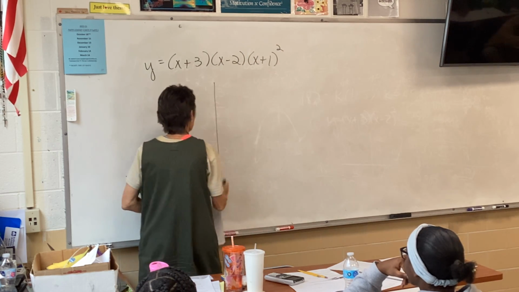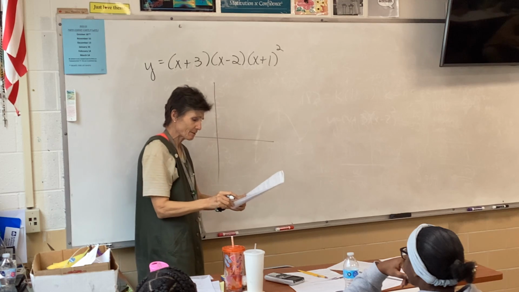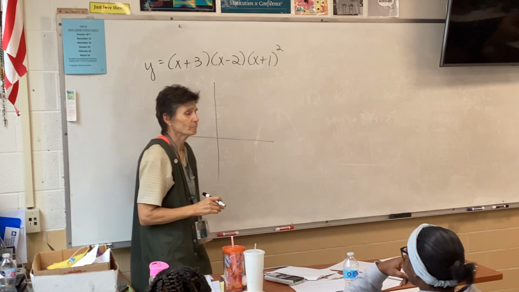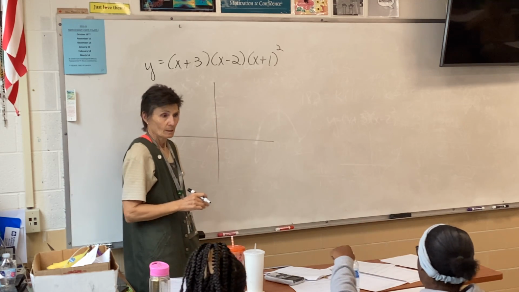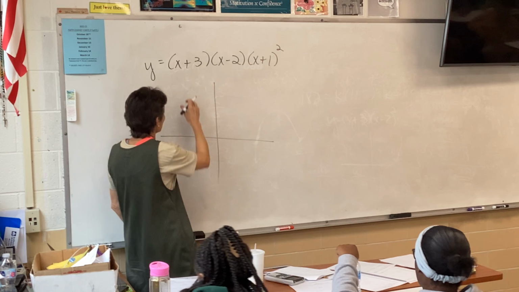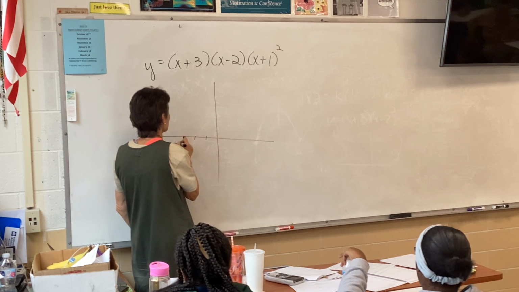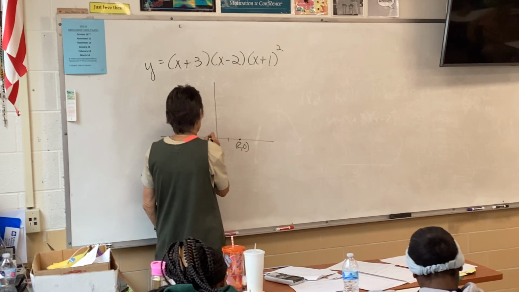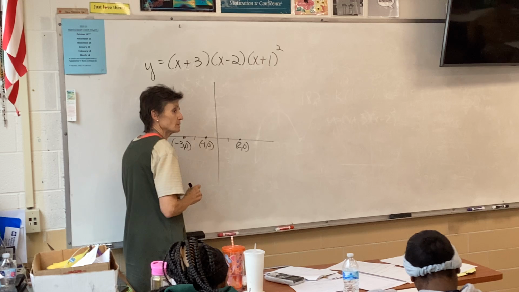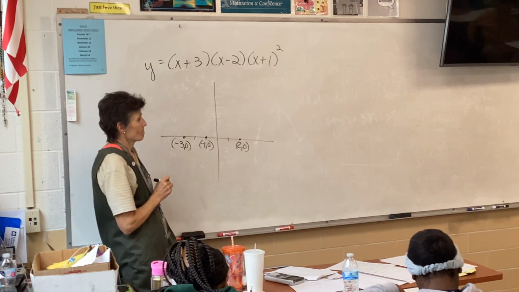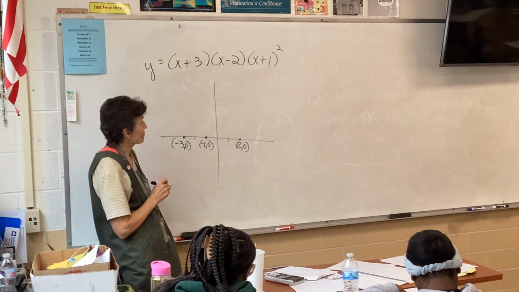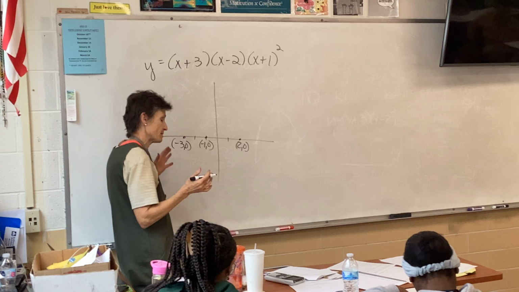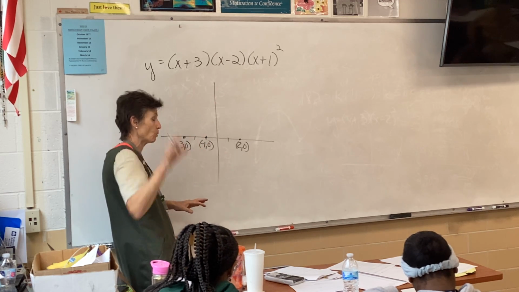All right, so here we go. What's the first thing you're gonna do? You sit down here, you got this problem in front of you. What's the first thing you might wanna do? Okay, so the x-intercepts are gonna be where? -3 and +2 and -1. Notice I always label my intercepts.